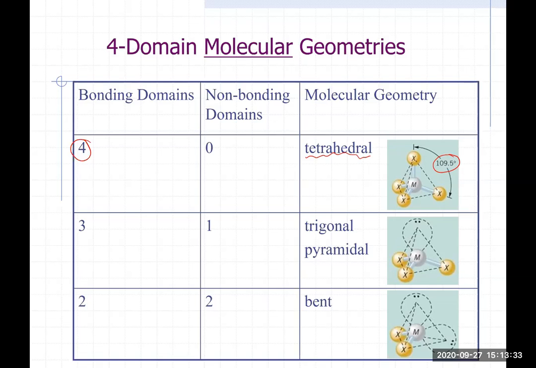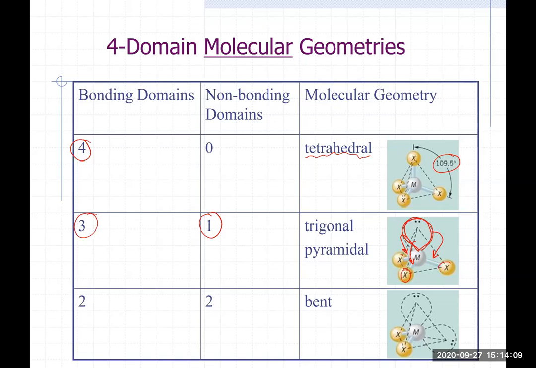If we have a total of 4 electron domains, 3 are bonding, 1 is non-bonding. Again, they're showing it to you here with this big, huge electron cloud that I just outlined in red. That big, huge electron cloud is going to be pushing on all of these bonds, repelling the electrons in those bonds.